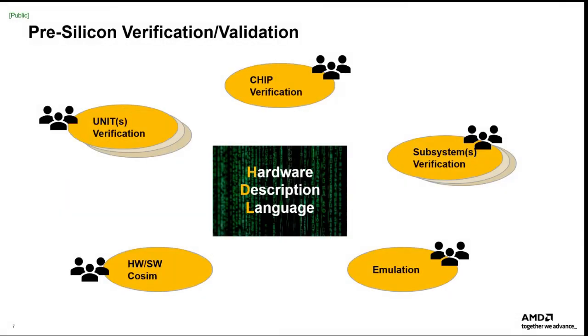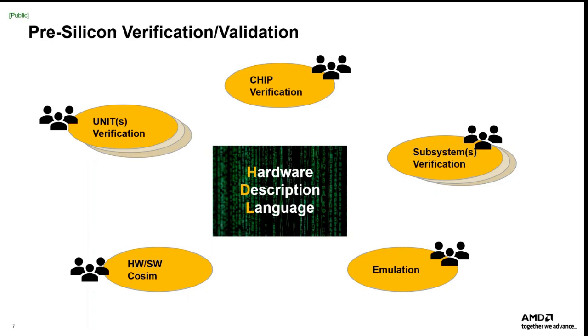So speaking of verification of HDL, the same or similar HDL is usually fed to different teams at different levels. From the lower level, we can have unit verification. That means either single IPs or single modules have their own verification environments. Then we go a bit higher to the subsystem verifications. We have chip verification, emulation, and hardware-software co-simulation.